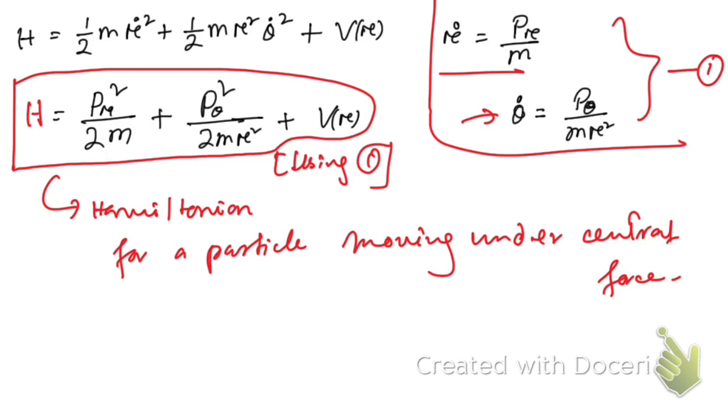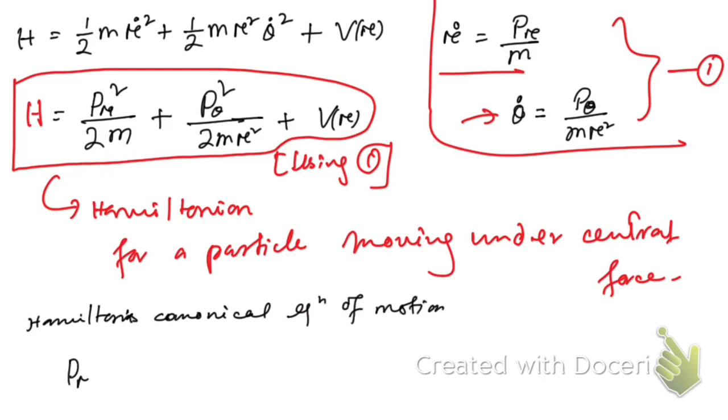So now what we're going to do here, you see, by Hamiltonian canonical equation of motion, PR dot, that is equal to minus del H by del R, right? So if you apply that, if you differentiate this Hamiltonian with respect to R, then what are you going to have? So you're going to have this result.